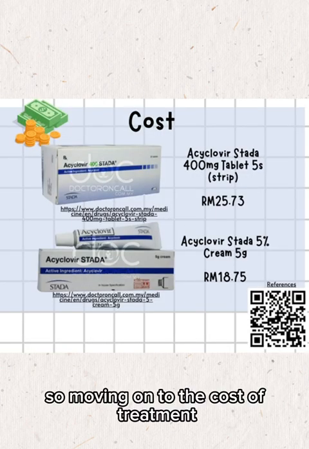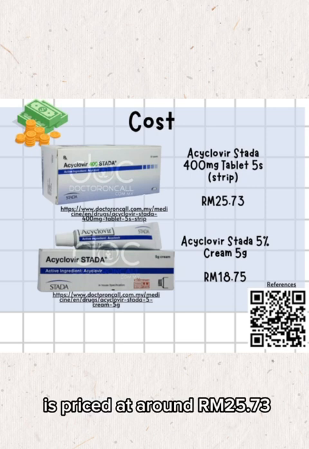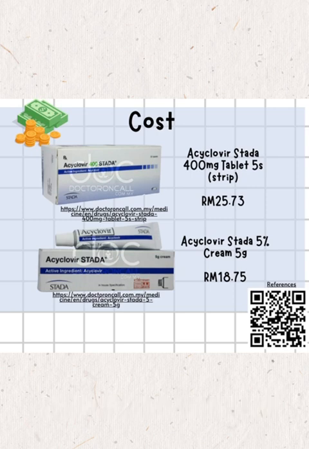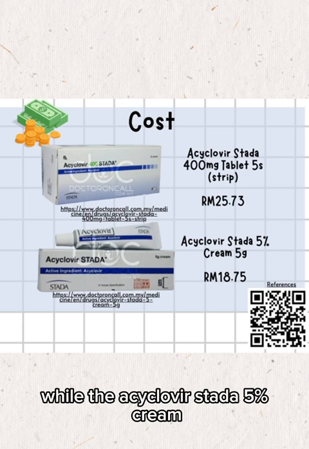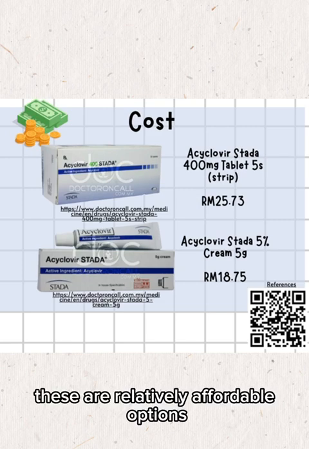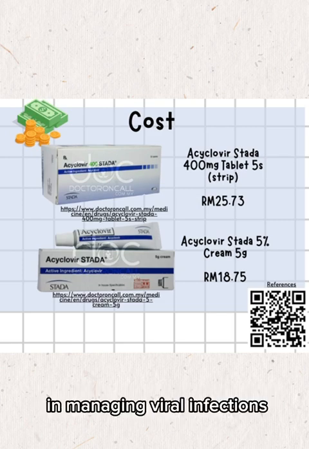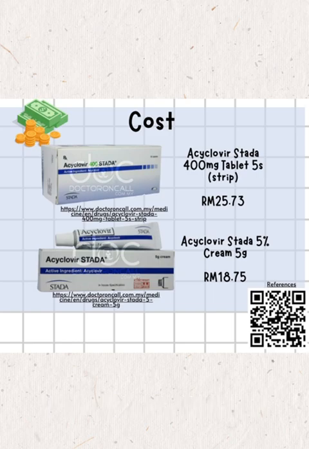So moving on to the course of treatment, in Malaysia, Acyclovir Stada 400 mg tablet is priced at around RM25.73, while the Acyclovir Stada 5% cream, 5 gram, costs about RM18.75. These are relatively affordable options considering the important role they play in managing viral infections.